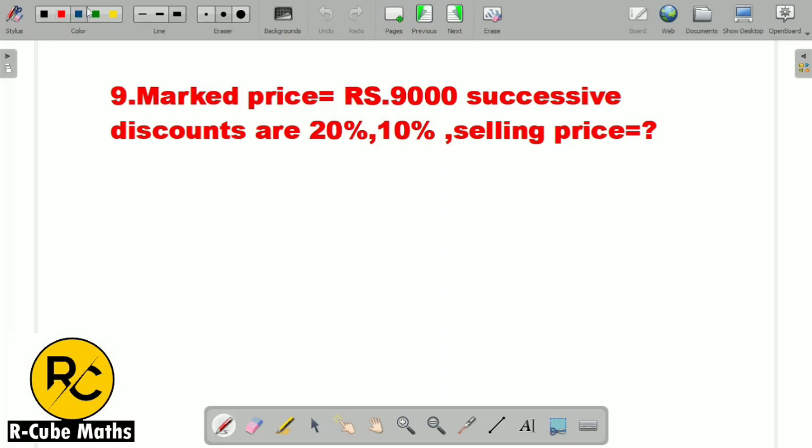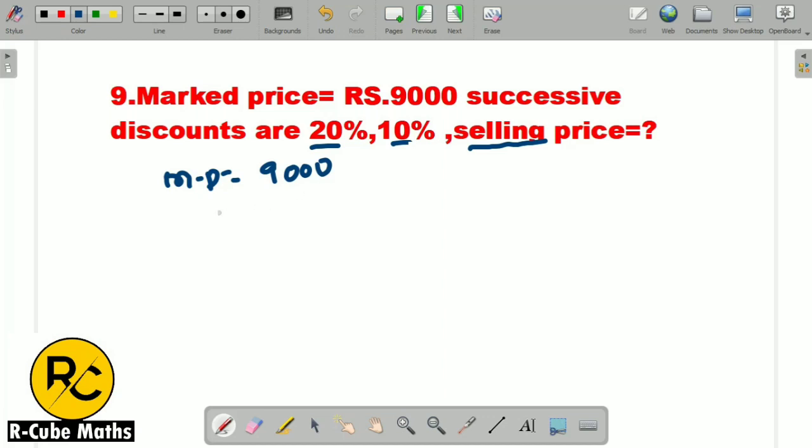So here the mark price is given. The mark price is 9,000 rupees and two successive discounts of 20% and 10% are allowed. After allowing those two discounts, what is the selling price of the article? The mark price 9,000 is given, and the question is the selling price after two successive discounts.